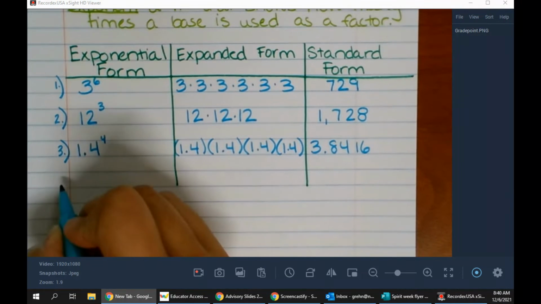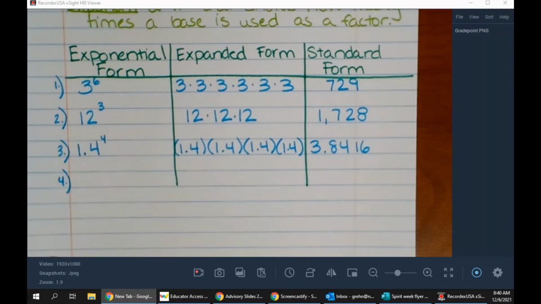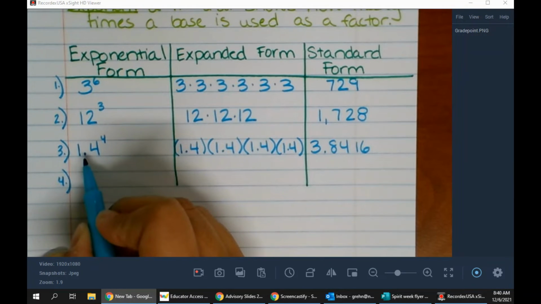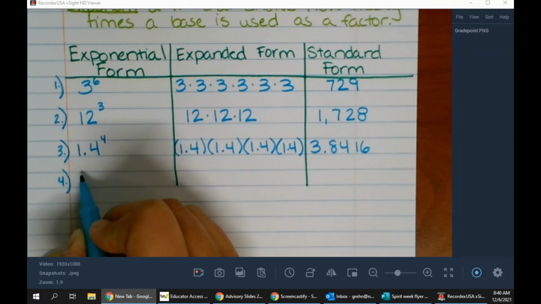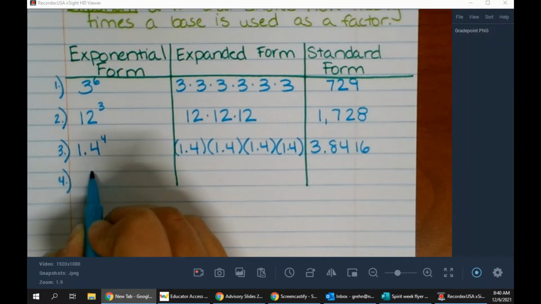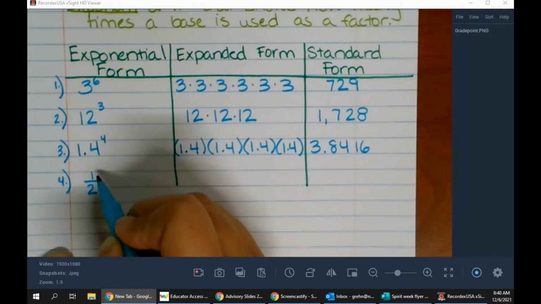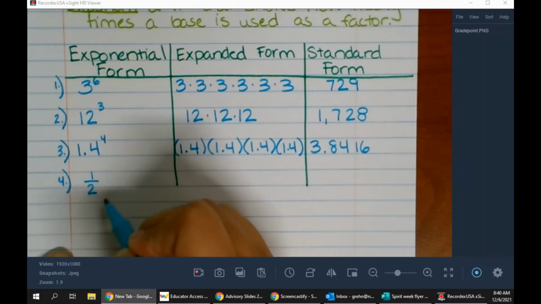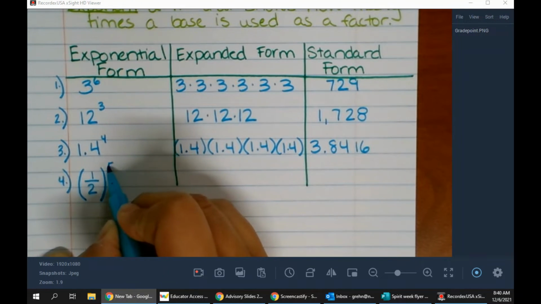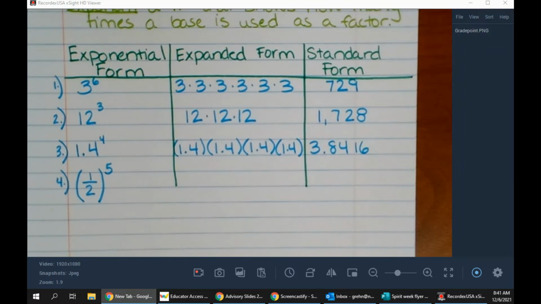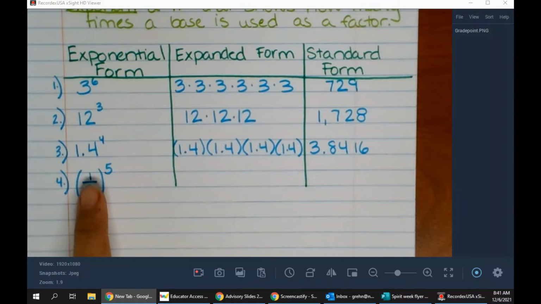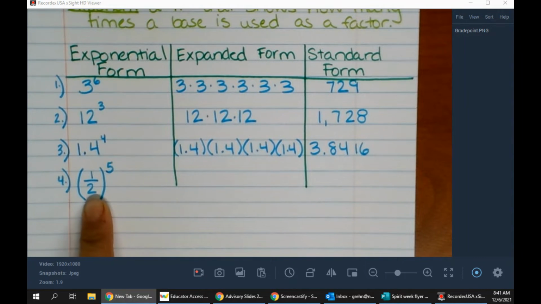Okay, let's do one more example like that. We're going to look at number 4. And just like we can use exponents with decimals, we can also use them with fractions. So I'm going to go ahead and write down 1/2, and I want to do 1/2 to the 5th power. Well, when you're dealing with fractions, if you want both the numerator and denominator to be raised to the 5th power, we need to put parentheses around it to show that the exponent is not just applied to the numerator, it's also applied to the denominator.